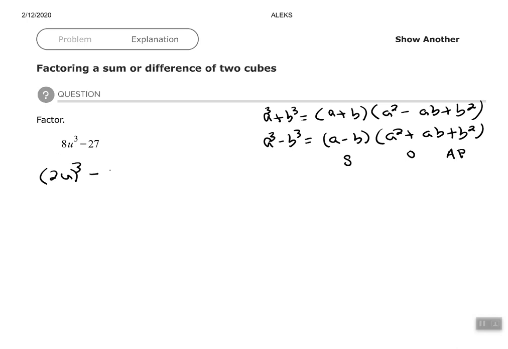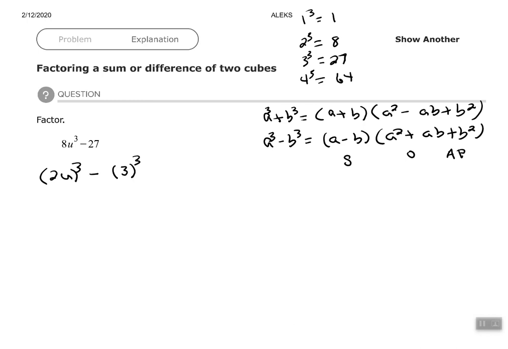And then 27, what do I multiply times itself 3 times to get 27? 3 times 3 is 9, 9 times 3 is 27. The cube root of 27 is 3. You may want to learn a few of those. 1 cubed is 1, 2 cubed is 8, 3 times 3 times 3 is 27, so the cube root of 27 is 3. 4 times 4 times 4 is 64, and so on, and you can keep going.